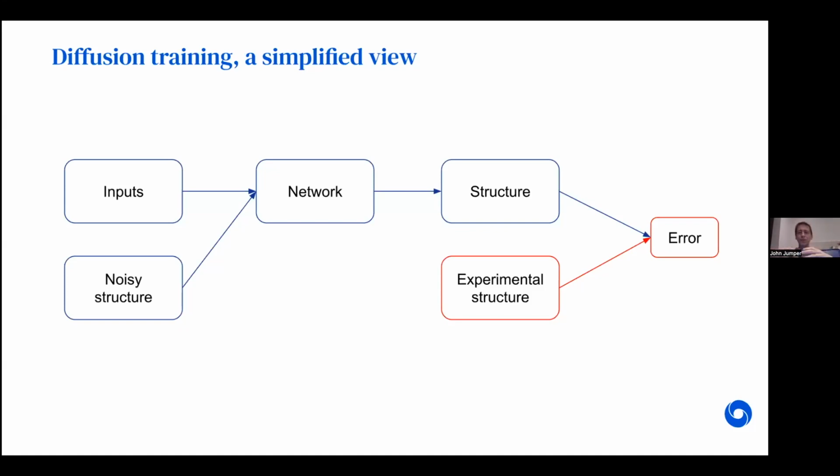But why is this a good thing? How does this relate to what we ultimately wanted to do? I don't have a noisy version of the structure. If I had that, then I would be fine. Well, maybe in cryo-EM I do, but in general, I don't have a noisy version of the structure. How are we going to use this thing?